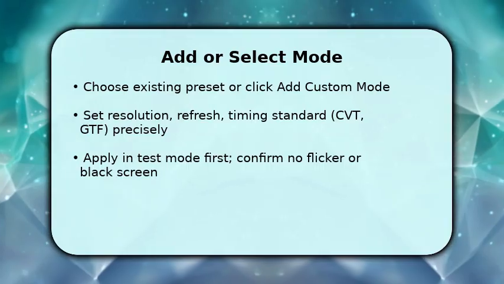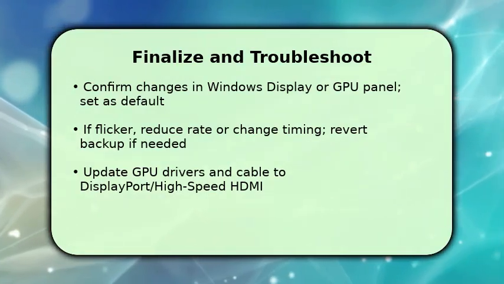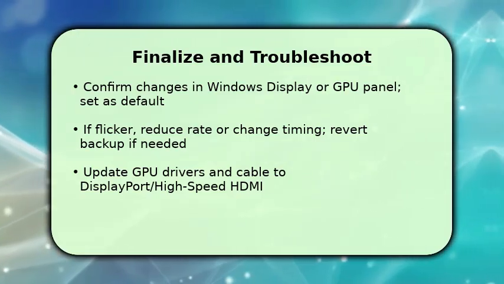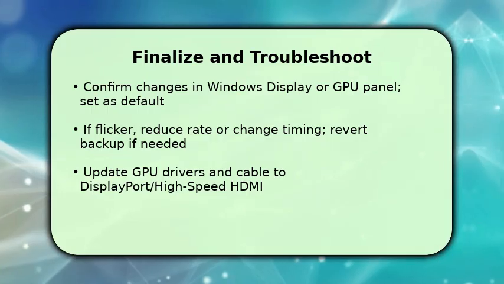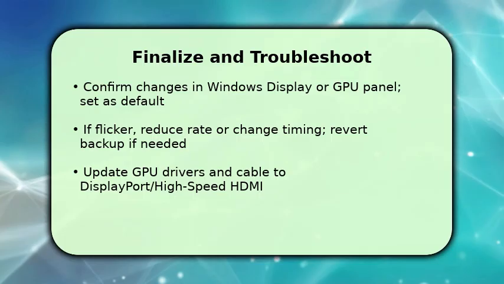You finalize by confirming the new refresh rate in Windows display settings or your GPU control panel, and then set it as the default. If you notice flicker or instability, reduce the rate slightly or switch timing to an alternate standard. That resolves many compatibility issues.